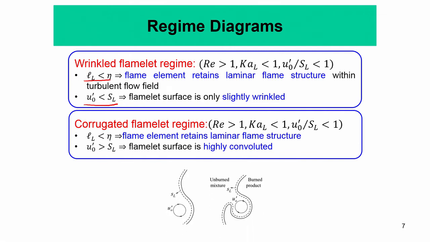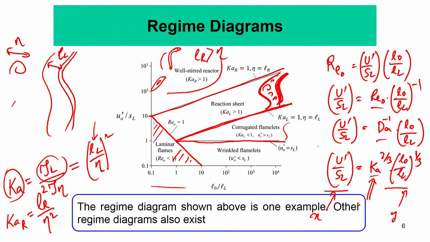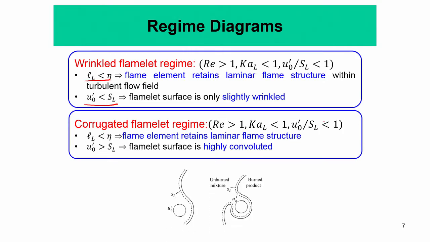Okay. And in the corrugated flamelet regime, of course, you have the Reynolds number greater than 1, and the Karlovitz number is still less than 1, but as you see here in the corrugated flamelet regime your u prime by S_L is greater than 1. So, this is a typo, please correct it. Your u prime by S_L is greater than 1.